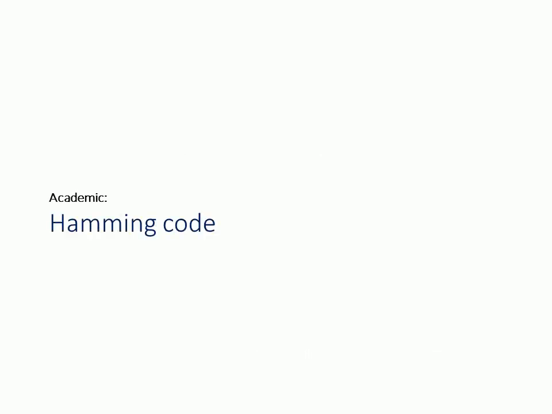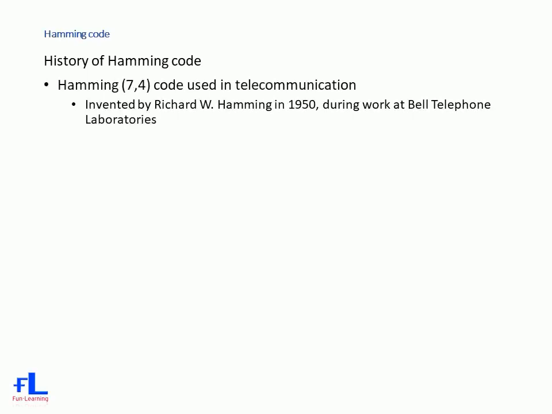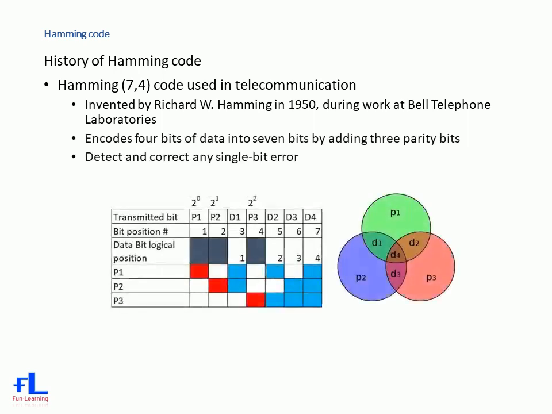Now, let's study the Hamming code. The Hamming 7/4 code used in telecommunication was invented by Richard Hamming in 1950, while working at Bell Telephone Laboratories. It encodes 4 bits of data into 7 bits by adding 3 parity bits. It can detect and correct any single bit error.